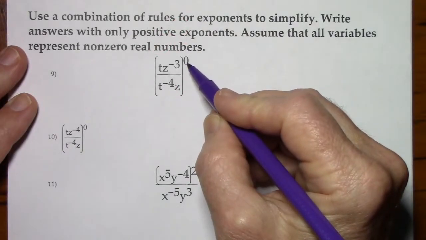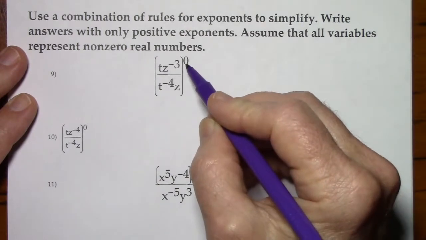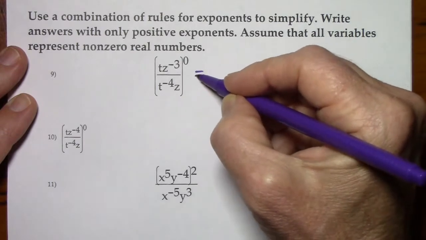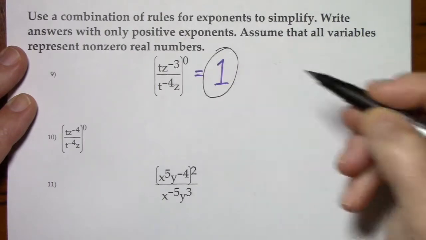Anything raised to the 0 power is 1. Since the entire set of parentheses is to the 0 power, that's the answer.